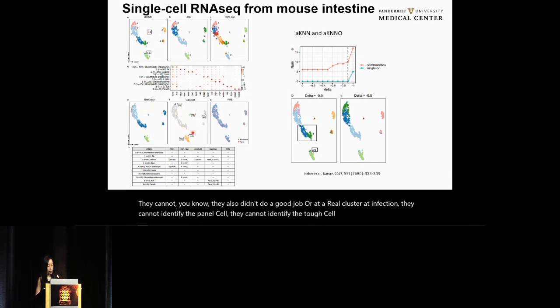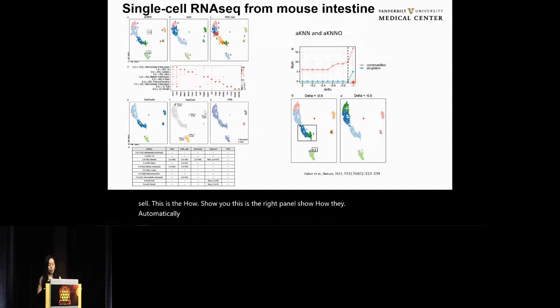So the GapClust, they identified the tuft cell and the Paneth cell, but they also identified the relatively abundant goblet cell, because the goblet cell has almost 100 cells there. They identified the rare, but missed, for example, those K cells and enteroendocrine cells. The fifth does a miserable job there, so they cannot identify those Paneth and the tuft cells.